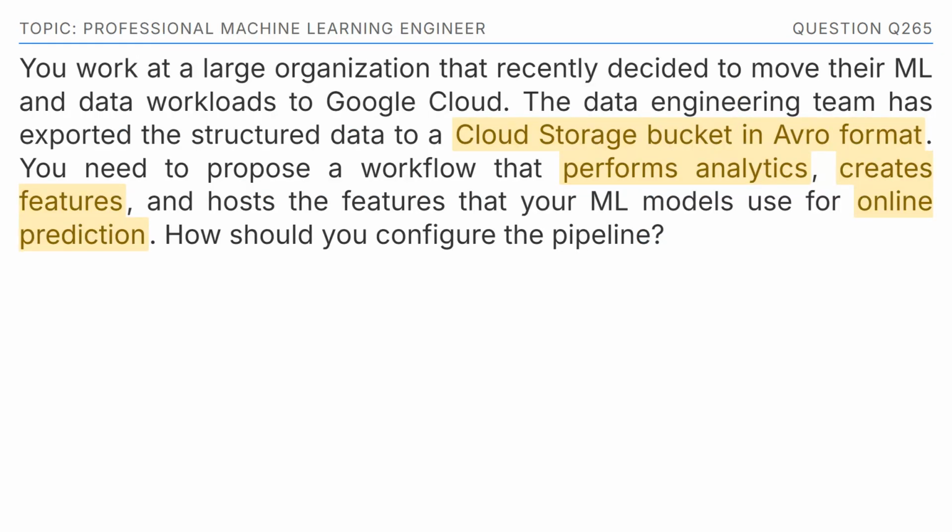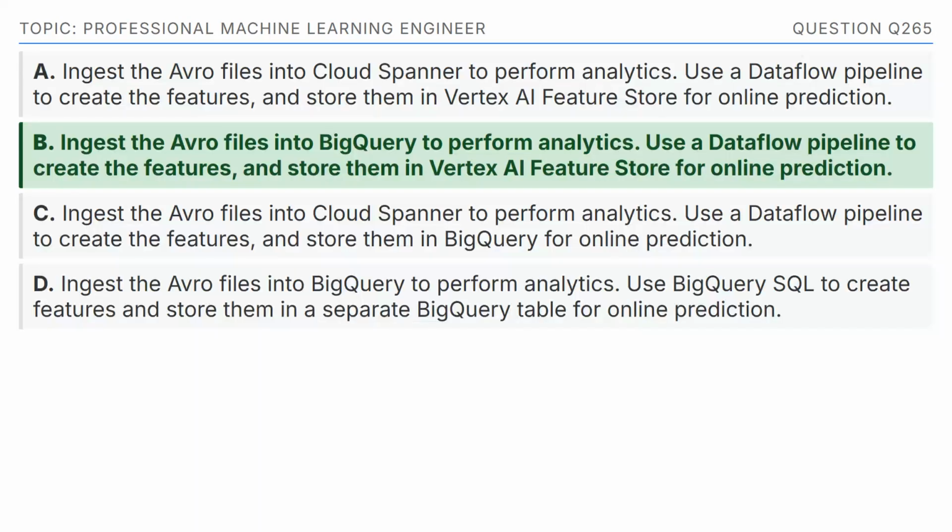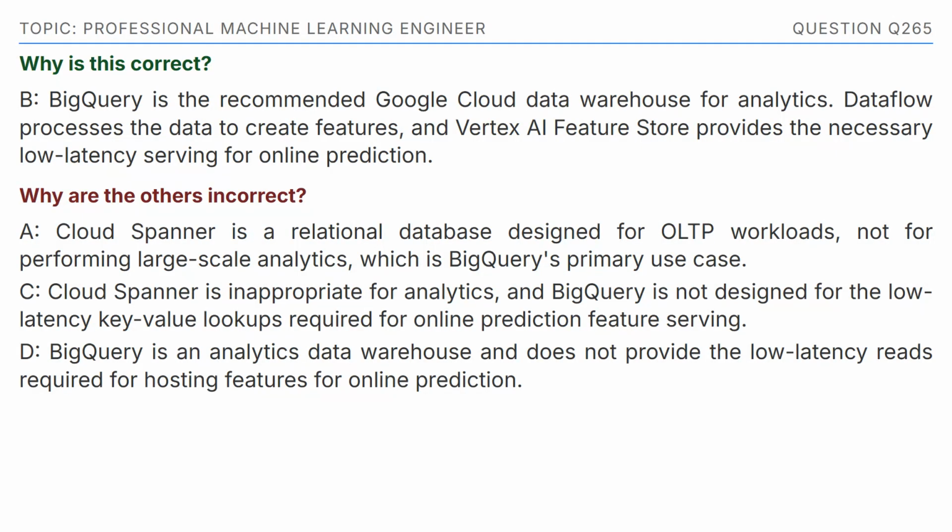To arrive at the correct answer, we focus on the keywords: cloud storage bucket in Avro format, performs analytics, creates features, online prediction. The correct answer is option B, ingest the Avro files into BigQuery to perform analytics. Use a Dataflow pipeline to create the features, and store them in Vertex AI feature store for online prediction. Why is this correct?